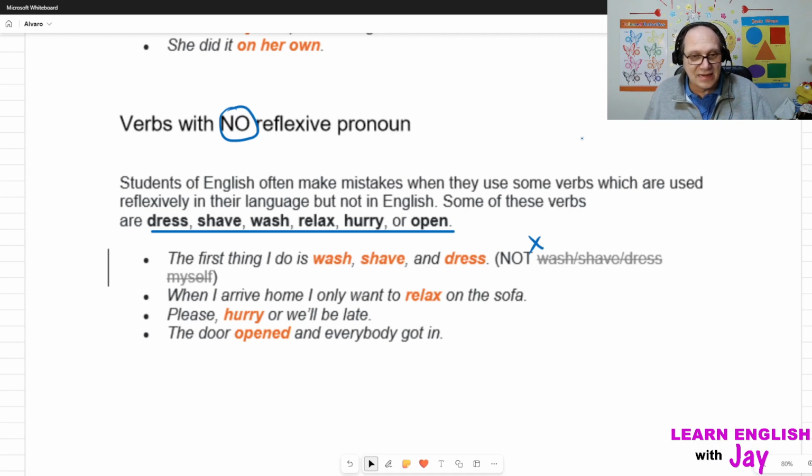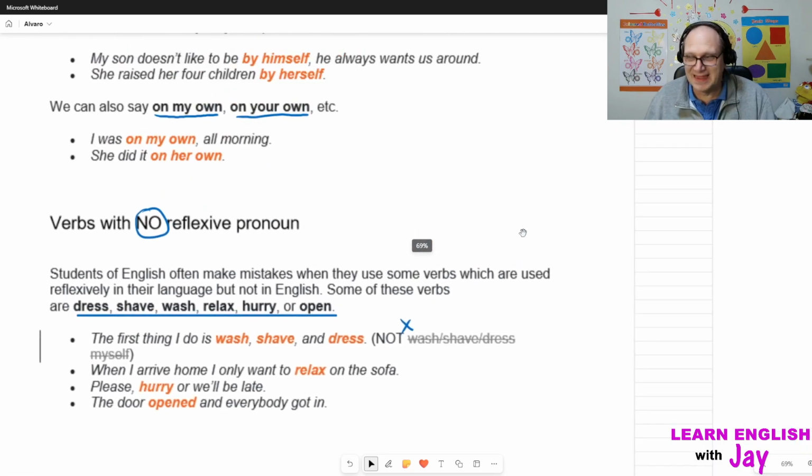So things like that. When I arrive home, I want to relax on the sofa, not I want to relax myself on the sofa. Please hurry yourself, or we'll be late. And we don't say it. It's just hurry or we'll be late. You don't need to hurry yourself. So some of these words do not use reflexive pronouns.